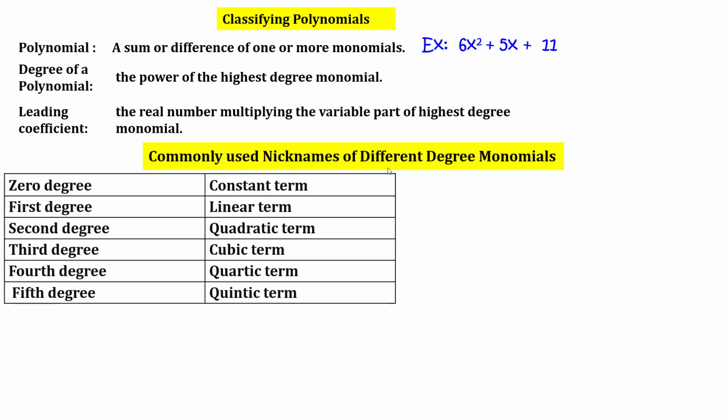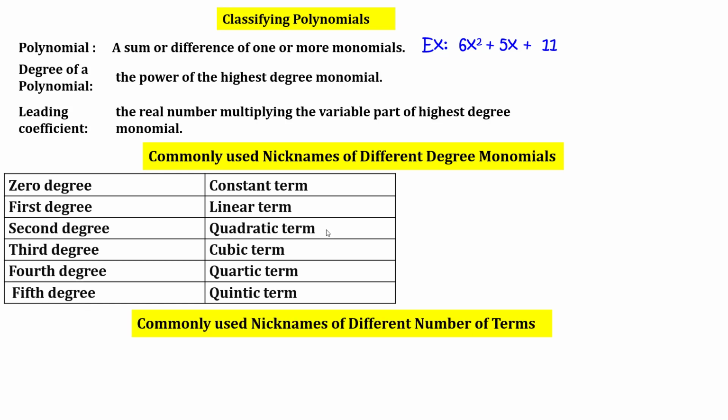Now, there are some commonly used nicknames for different degree monomials. If something is 0th degree, or just a number by itself, we call it a constant term. First degree, we call it a linear term. Second degree, we call it quadratic because of square. When you raise something to the second degree, you square it. So that QUA results in the name quadratic. Third degree term is cubic. Fourth degree is quartic. And fifth degree is quintic.